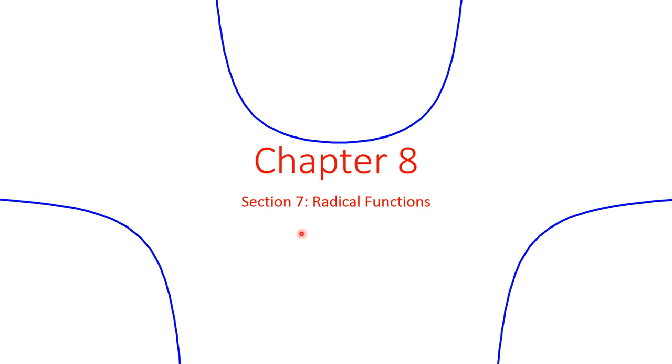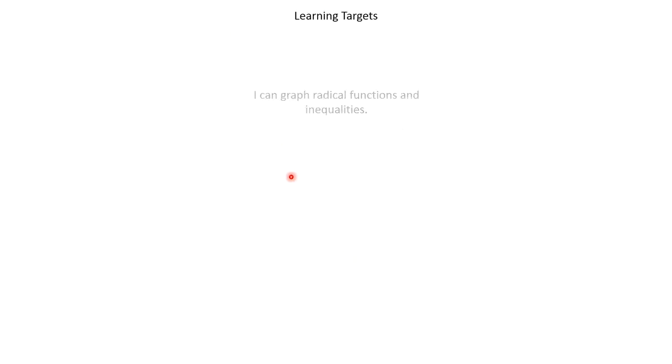So let's take a look at our learning targets. The first one: I can graph radical functions and inequalities. They're basically the same. I'll mention inequalities right at the end. And then: I can transform radical functions by changing parameters. That would be the transformation part of it.